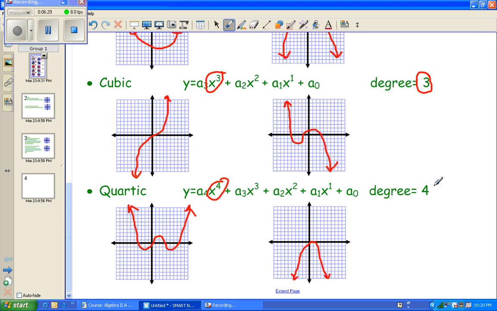And so the degree is the most number of times that you could have zeros. Again, this one's entering and exiting from the top, so this would be a positive x to the 4th. This would represent a negative x to the 4th.